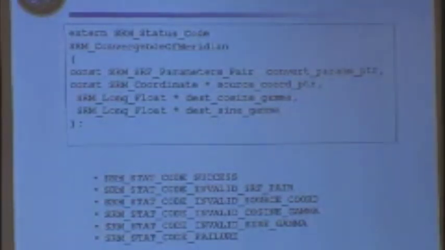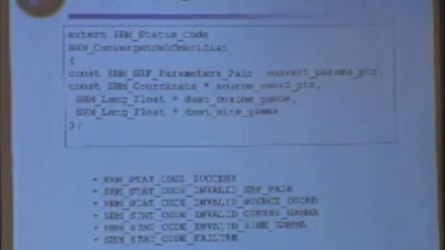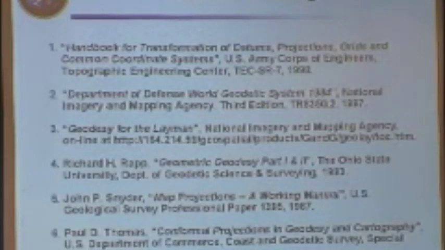Convergence of the meridian. Rather than give you the angle gamma, we save you a computation and give you cosine and sine because that's what's going to be needed in subsequent operations. And this, with 5 minutes to go, is the last slide, so we can entertain questions.